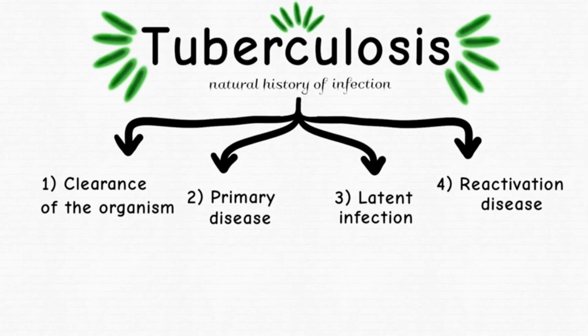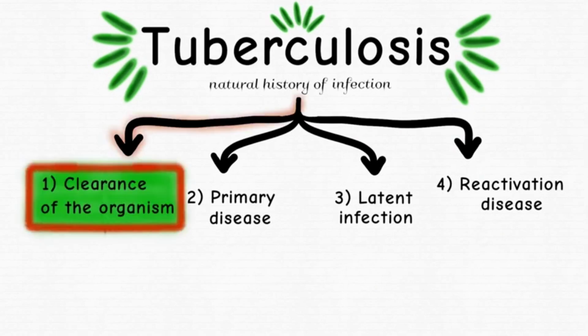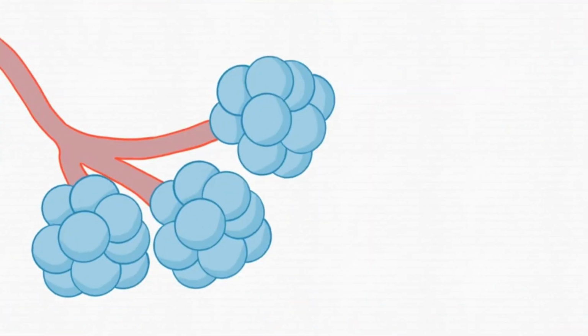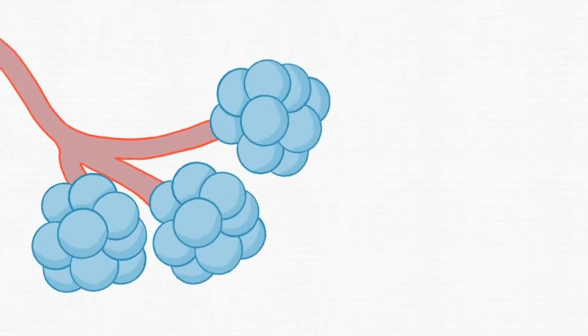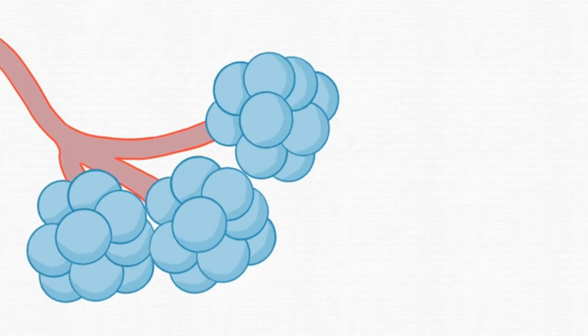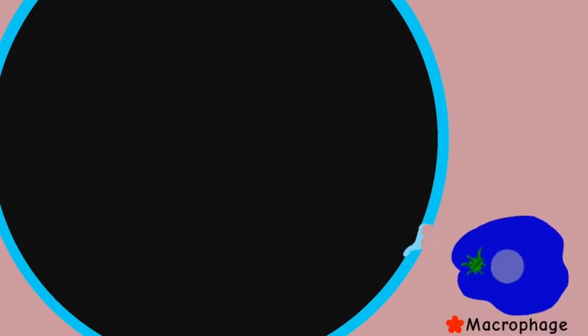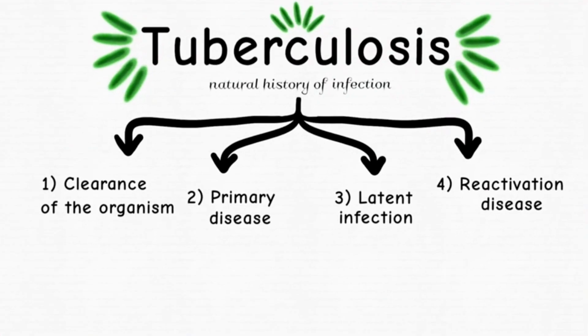Then, TB can have four outcomes. First, the clearance of the organism. So, the organism reaches the alveoli and is eaten by the macrophages, and the infection clears. Here you can see the organism coming in and the infection getting cleared by the macrophage.